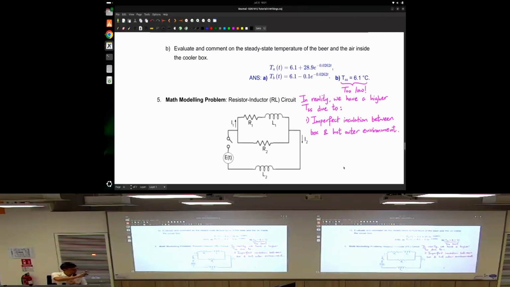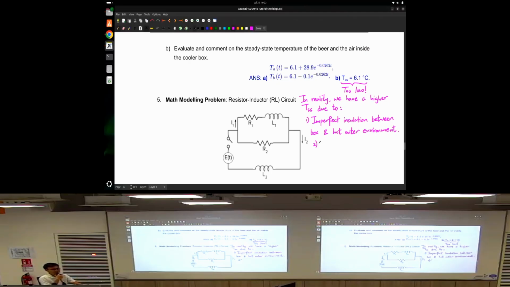Even though the box is imperfect insulation, you must agree that actually the box insulation is quite good. Okay, but there is a dominant one that is causing the heating up of the beer can, of the beer. You notice, right, when you put the can inside the cooler box, then you open, the can outside has what? Condensation.